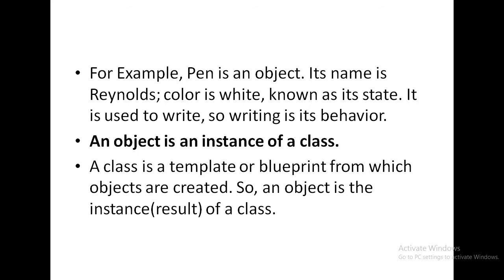If you consider pen is a class, Reynolds is an object, fountain pen is an object. So different categories of an object. If you consider bike is a class, then Honda is an object, Hero is an object, Bajaj is an object. So a class is nothing but a blueprint from which objects are created.